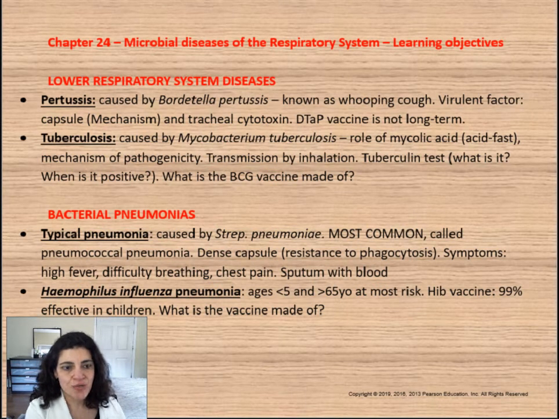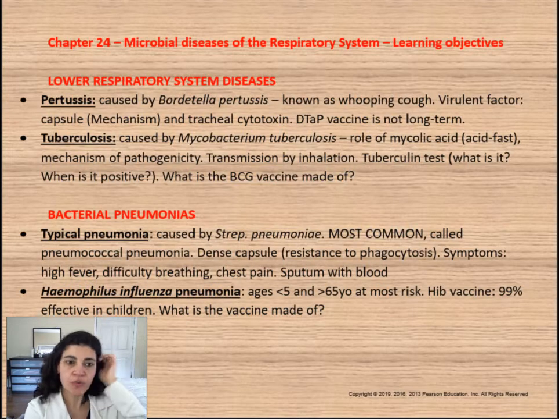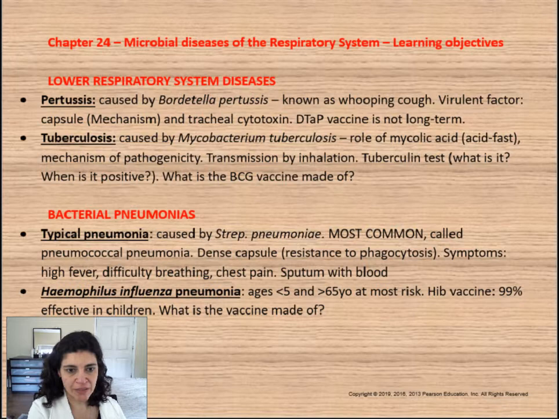Hello. So now we're going to talk about lower respiratory system diseases. So we're going to start with the bacterial diseases. We're going to talk about pertussis or whooping cough, tuberculosis, typical pneumonia, and atypical pneumonias, and other types that are relevant. Most importantly, Haemophilus influenzae pneumonia.